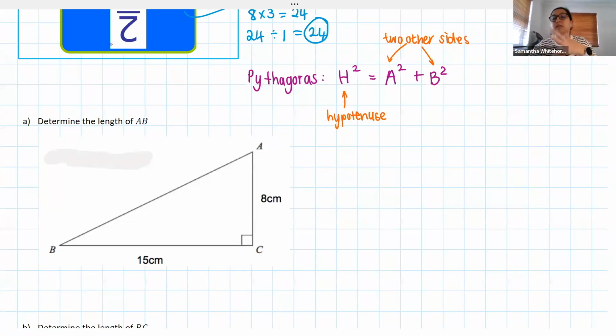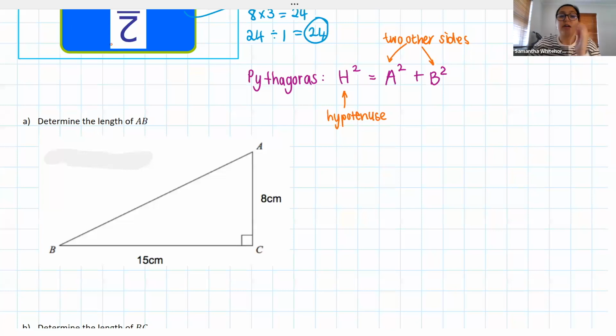Okay, so that is essentially how Pythagoras works. It works on your two other sides of your triangle, allowing you to get your hypotenuse. Because it's an equation, we can manipulate it and solve for any one of those letters. We can solve for the hypotenuse, we can solve for A, we can solve for B because it's an equation. And so that's why I say Pythagoras can be used to find any side length in your triangle.